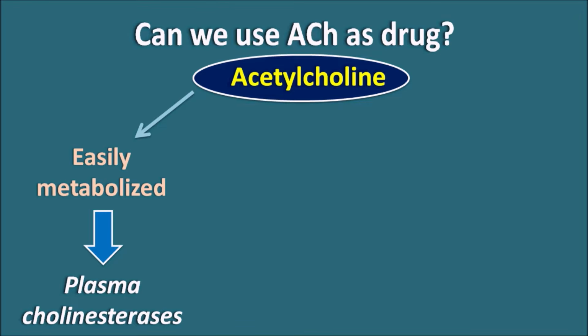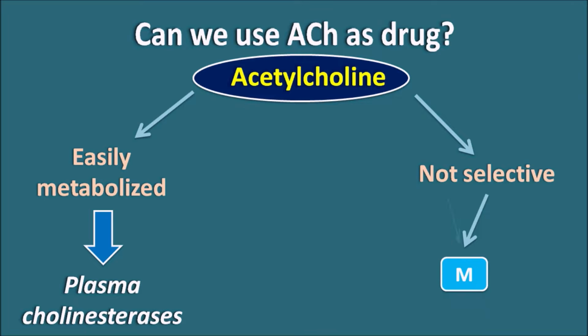So whenever acetylcholine is administered into the body, it is immediately hydrolyzed by plasma choline esterases. Similarly, another limitation is that acetylcholine is not selective. That means this drug can act on both muscarinic receptors as well as nicotinic receptors. Suppose we want a drug that selectively acts on the muscarinic receptor, then acetylcholine is not a good choice because it is not selective and it can produce both muscarinic as well as nicotinic actions.